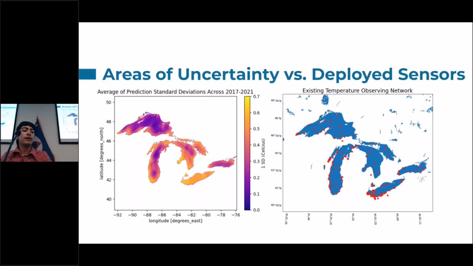And if we look at where there are actually deployed sensors, we see that these are recognized highly variable areas, especially if we look at Western Lake Michigan and Lake Erie. So these satellite-derived prediction uncertainties are illustrating that the existing temperature network is capturing some of this uncertainty.